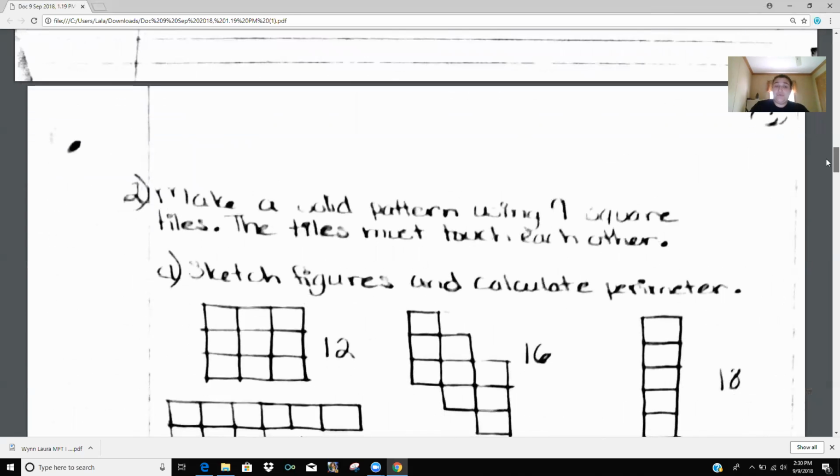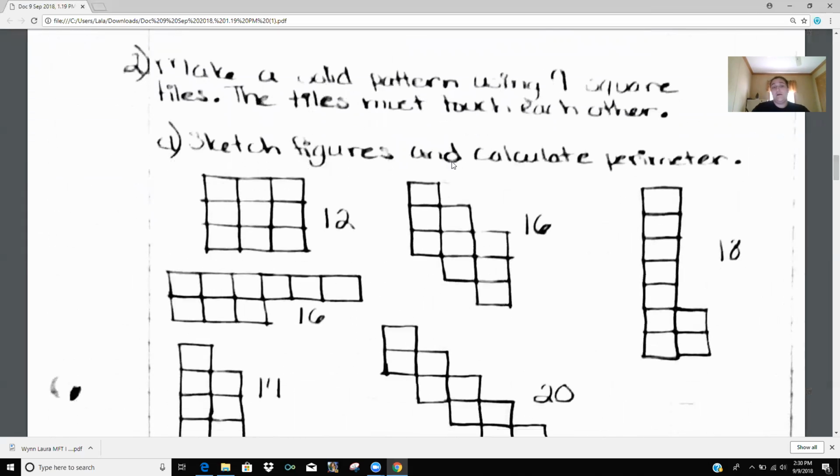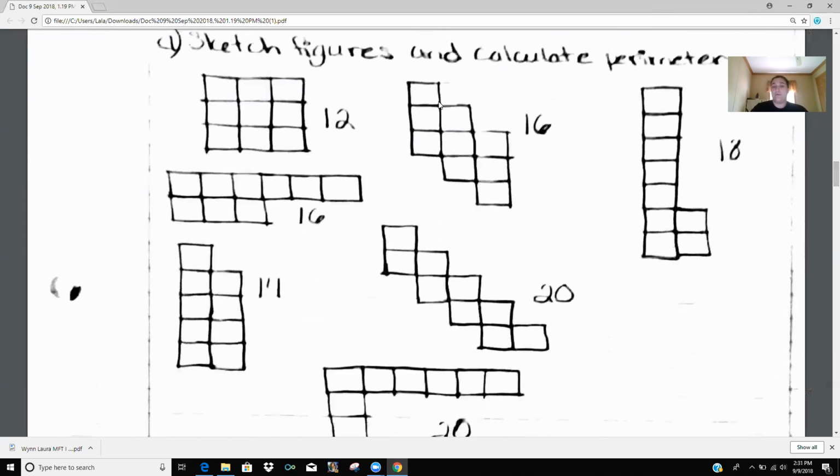Now problem number 2, they want us to make a solid pattern using 9 square tiles, and the tiles must touch each other. And they want us to calculate the perimeter after we sketch our figures. The perimeter is all sides of the little square tiles. So I've sketched a few different figures, and I've calculated the perimeters.